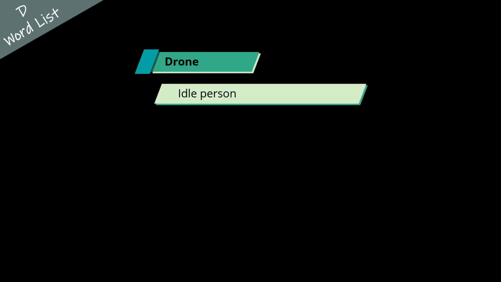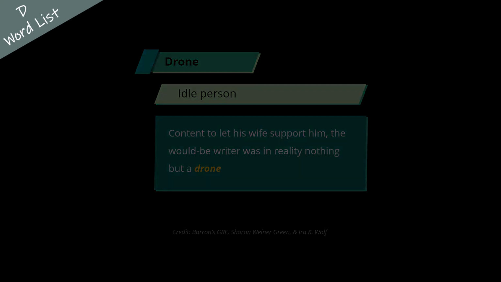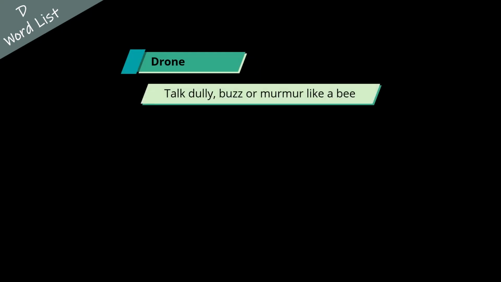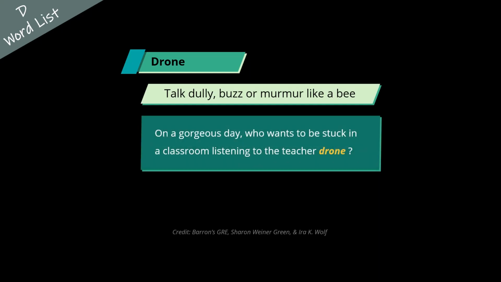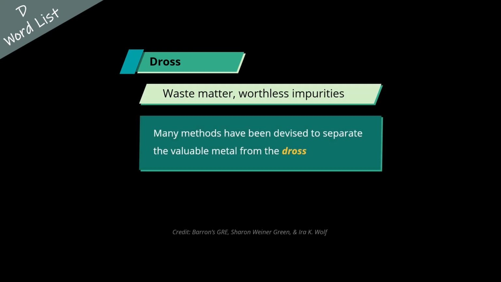Drone means idle person. For example, content to let his wife support him, the would-be writer was in reality nothing but a drone. Drone also means talk dully, buzz or murmur like a bee. For example, on a gorgeous day, who wants to be stuck in a classroom listening to the teacher drone? Dross means waste matter, worthless impurities. For example, many methods have been devised to separate the valuable metal from the dross.